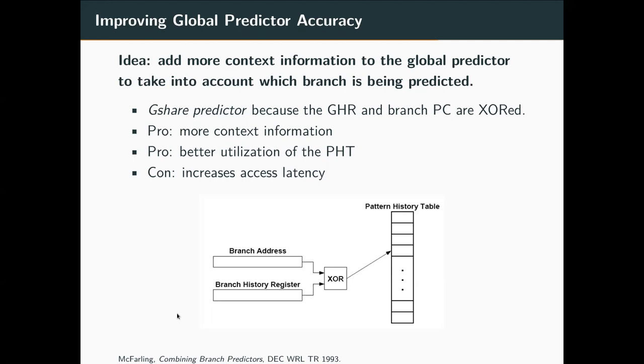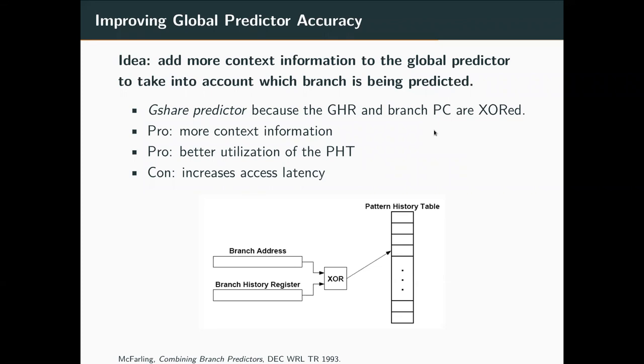And a great example of what we could add as context is the branch address itself. Maybe we can just XOR it with the branch history register and then use that in our pattern history table. So we just combine both the GHR as well as the PC with an XOR.